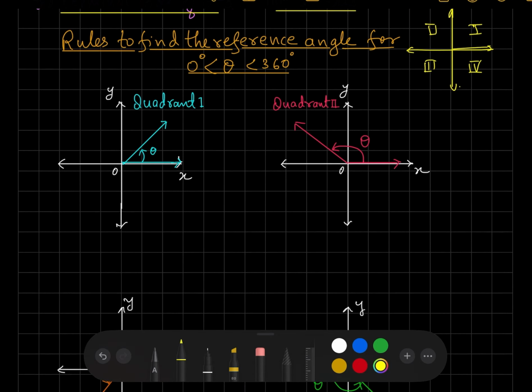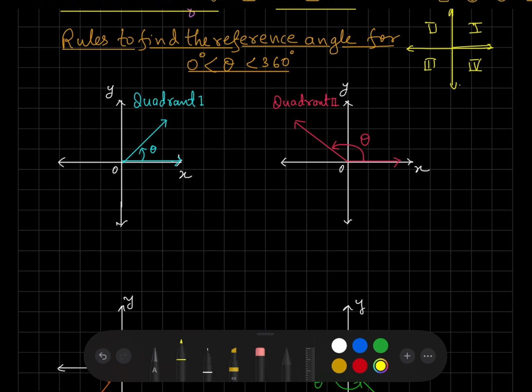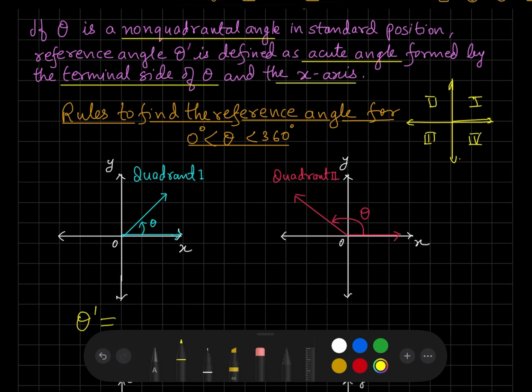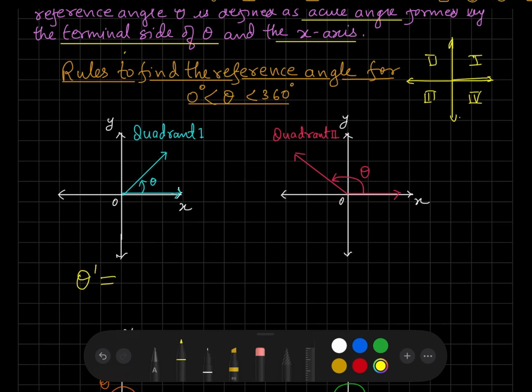Here I have written the rules to find the reference angle for theta greater than 0 degrees and less than 360 degrees. There are a few rules. If the terminal side of the angle lies in the first quadrant, as shown in the very first figure, then what is theta prime? The reference angle is the acute angle formed by the terminal side of theta and the x-axis. Here it is already acute, so theta prime is theta only.